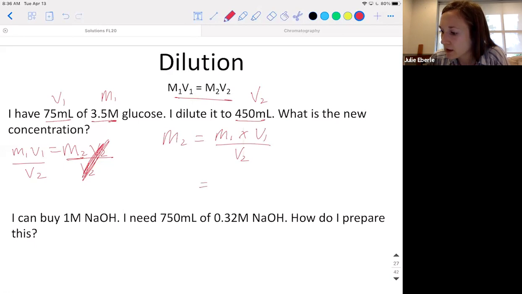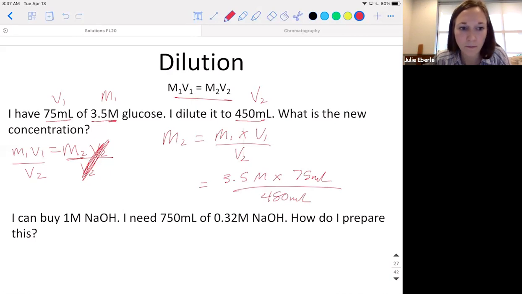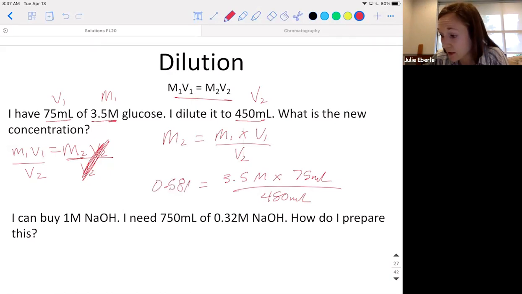So we'll just plug everything in. M1 is 3.5 molar, and that's times the 75 milliliters. And we're going to divide that by the 450 milliliters. What do y'all get? So our new concentration is 0.58 molarity. So that's M2.